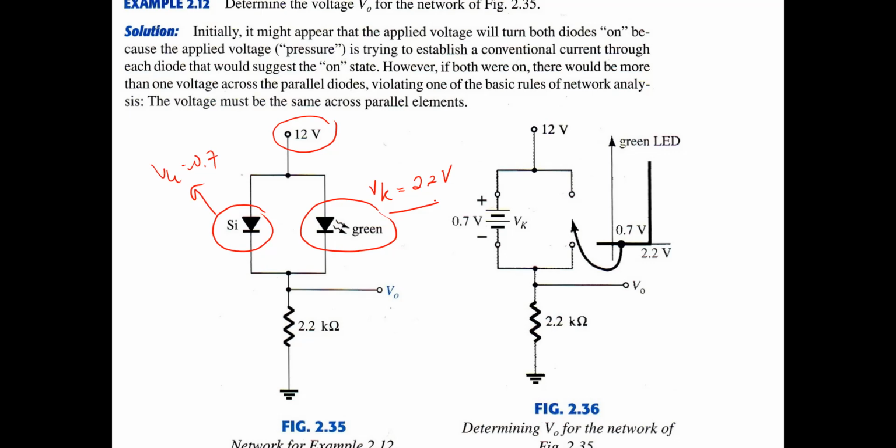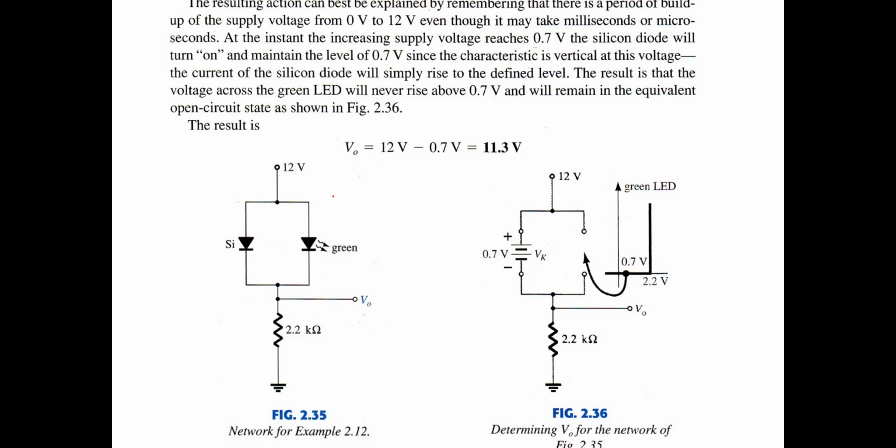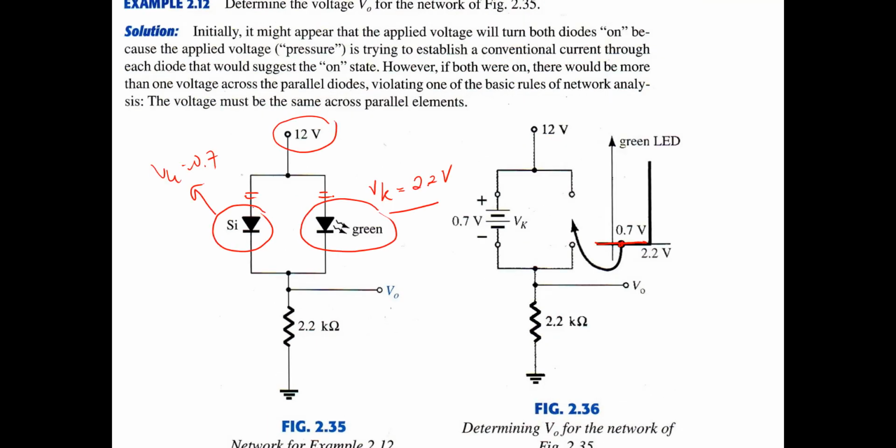If we check here, this is the characteristic of a green LED. We have the voltage here at 0.7. When the silicon is on, the LED is off. Because this is parallel, the voltage of the green LED will be stable at 0.7, similar to the silicon. This line must be similar. So the green LED will be off, but the silicon is on here.